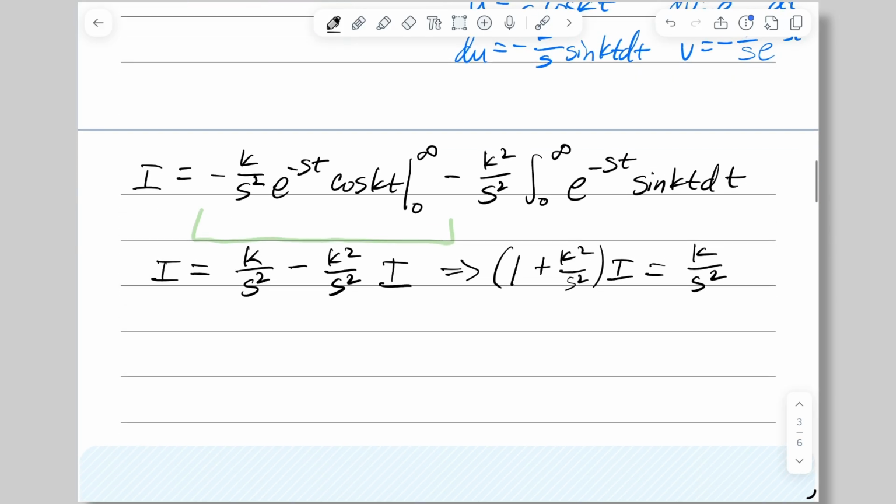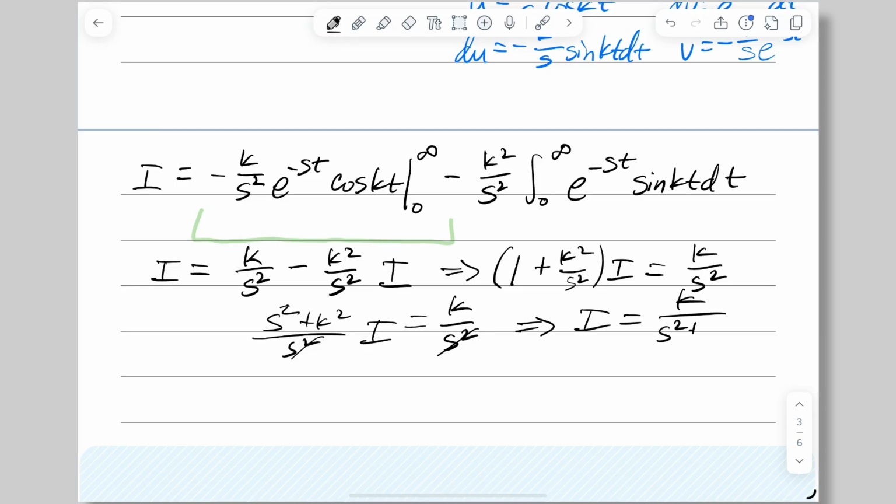Getting common denominators inside the parentheses on the left results in s squared plus k squared over s squared times I is equal to k over s squared. The s squareds divide out, and we get that the integral is equal to k over s squared plus k squared. All right, that gives us another formula. The Laplace transform of the sine of kt is equal to k over s squared plus k squared.